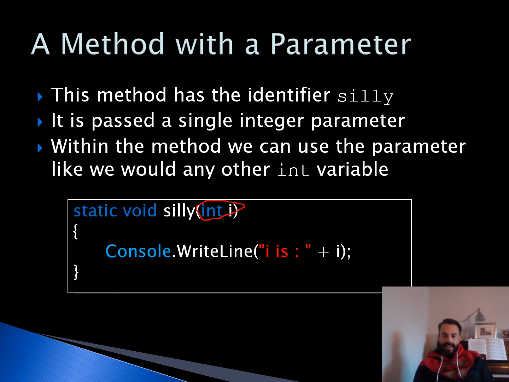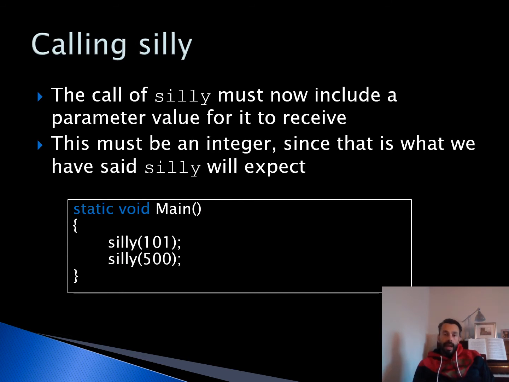So that's excellent. And then you're just printing that out and saying that i is plus i, whichever you pass in there. Whatever you're wanting to do. And of course, you can call that multiple times and put in whatever you want. Okay, so here we have an example. This is calling silly. The call of silly must now include a parameter value for it to receive.